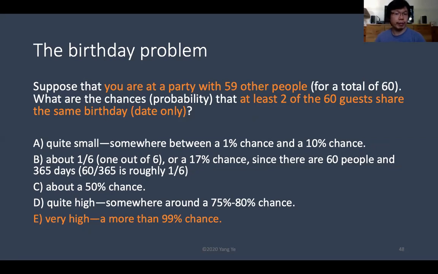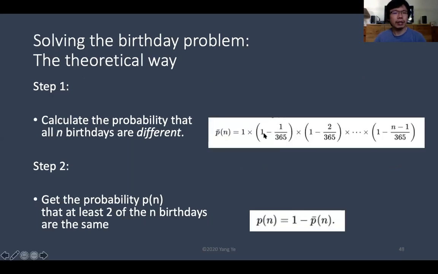One is through the formula. So I'll show you. The theoretical way is that, let's say the probability that among N people, at least two of the N birthdays are the same, is equal to 1 minus the probability that all N birthdays are different, right?